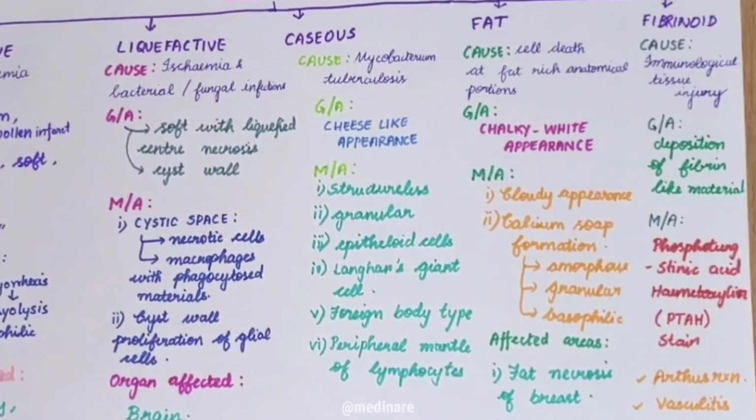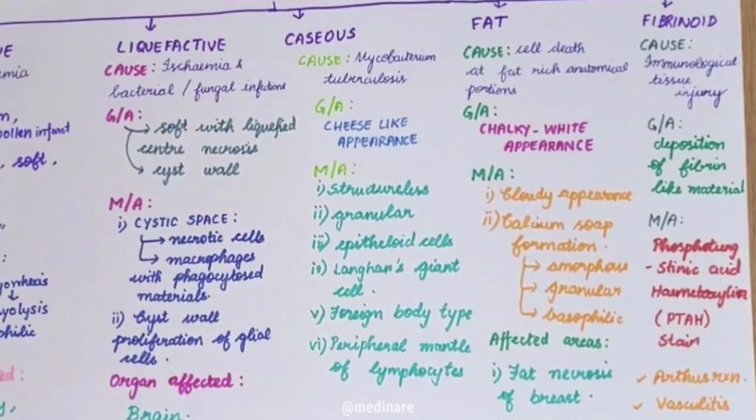Now let's discuss fibrinoid necrosis. The cause for fibrinoid necrosis is immunological tissue injury. It has a characteristic feature of deposition of fibrin-like material. Microscopically, it is identified as a hyaline-like deposition in the vessel wall. These fibrin-like materials are stained with phosphotungstic acid hematoxylin stain. This kind of necrosis is seen in cases like Arthus reaction, autoimmune diseases, and vasculitis.